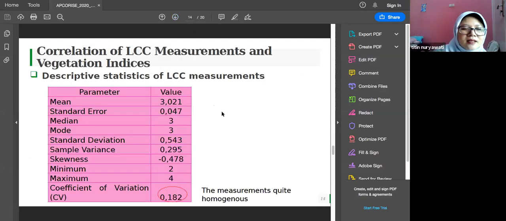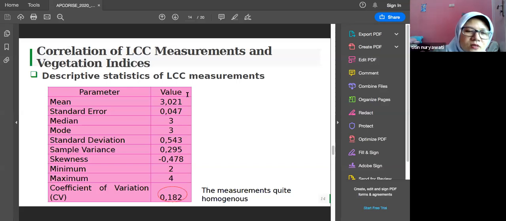Next, please. This is the table of descriptive statistics of the LCC measurement. We can see the mean value, the mode, and the median are the same. It means that the distribution is nice. The skewness is a negative value, which means that the measurement distribution is slightly skewed to the left.